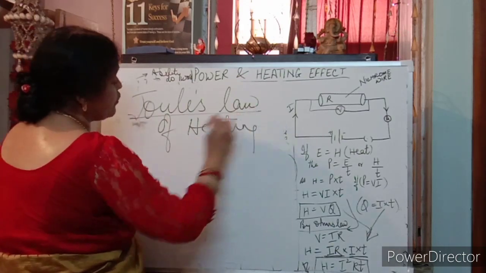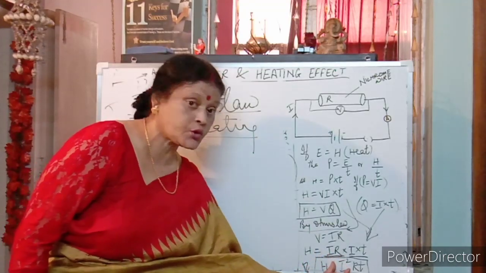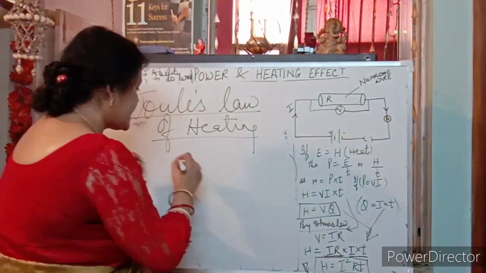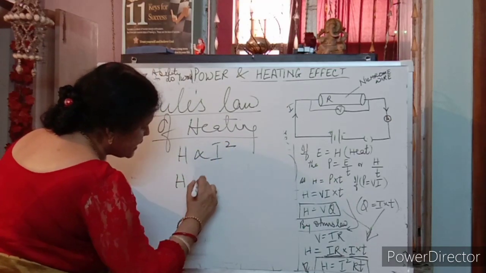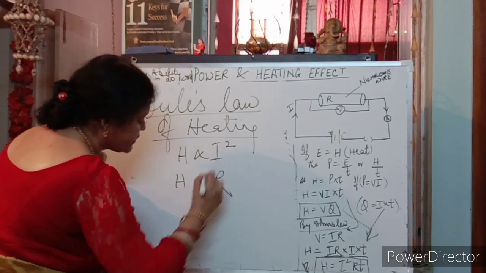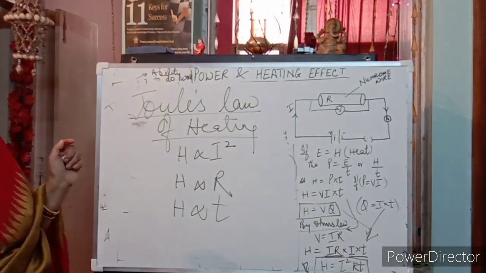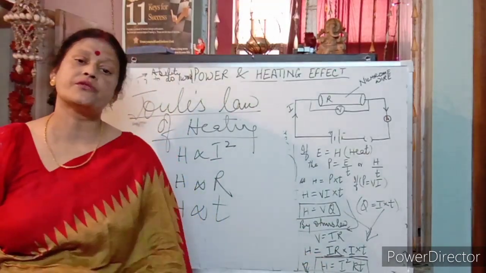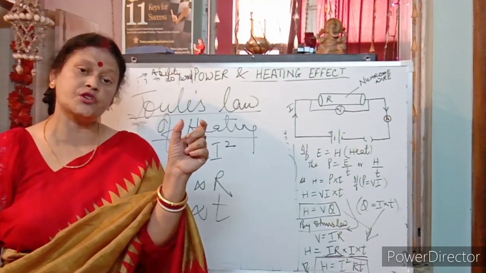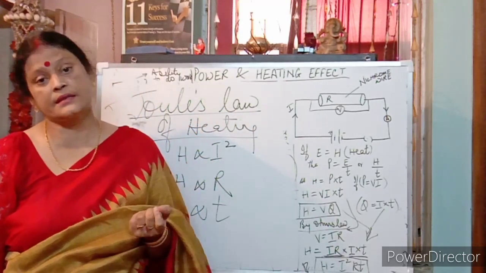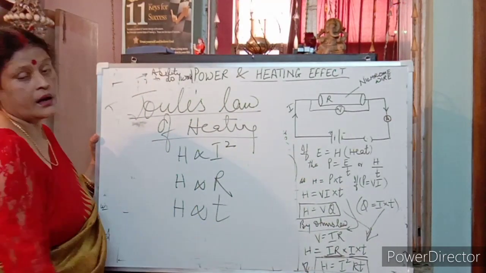So what is Joule's law? What does Joule's law say? That heat is directly proportional to the square of the current. Heat is directly proportional to the resistance of the conductor. Heat is directly proportional to the time taken. The more time is taken, the more heat is released. If you put your charger on for a longer time, 1 or 2 hours, suppose your laptop is charging, you can see the heat is there. So this is how we can frame H is equal to I square RT.